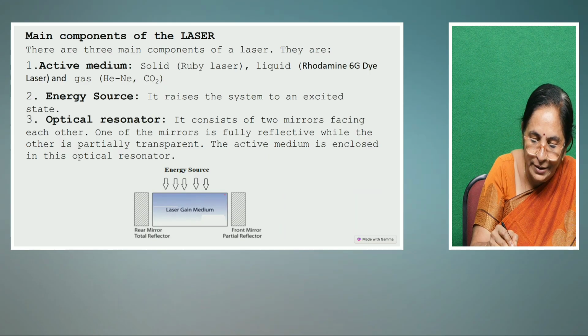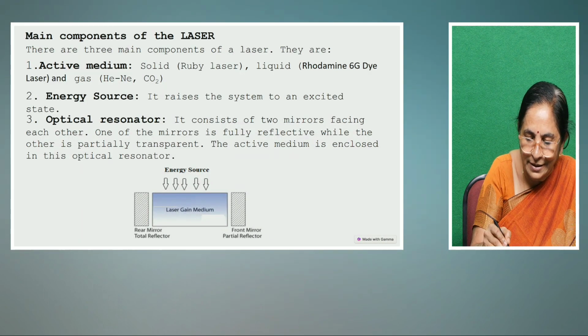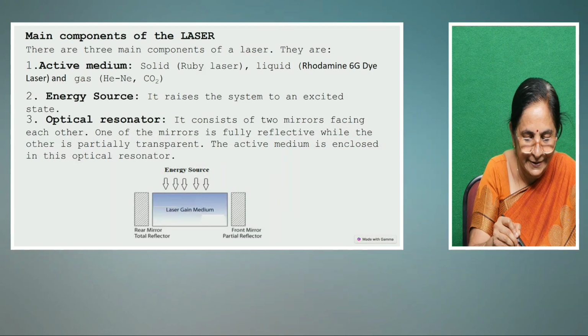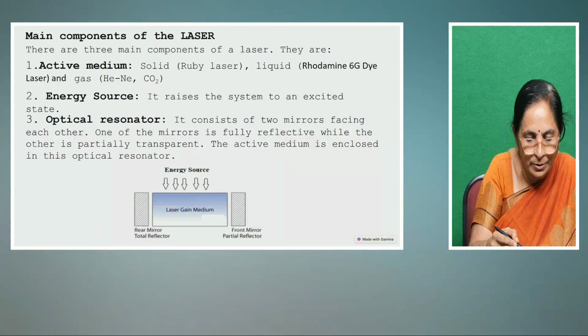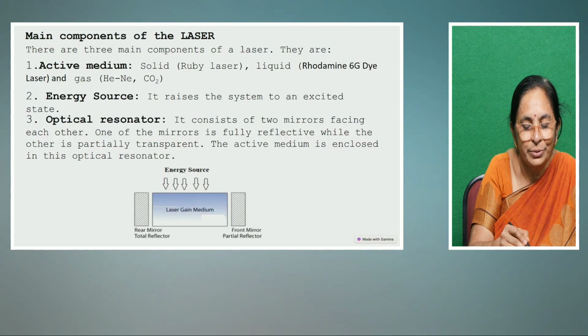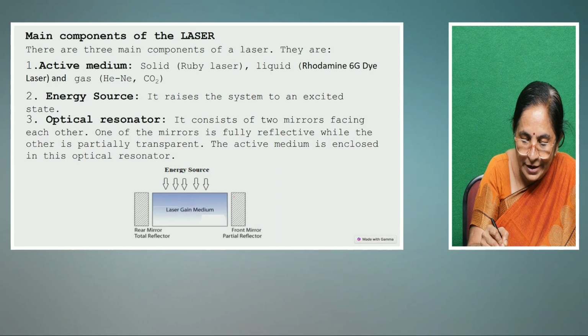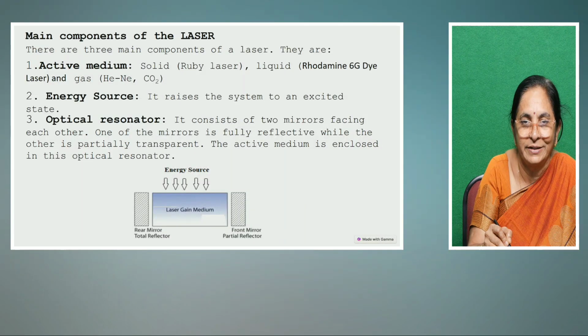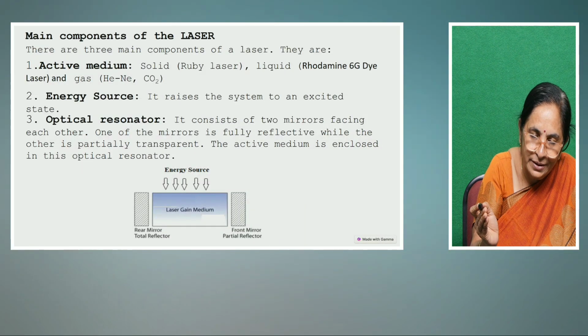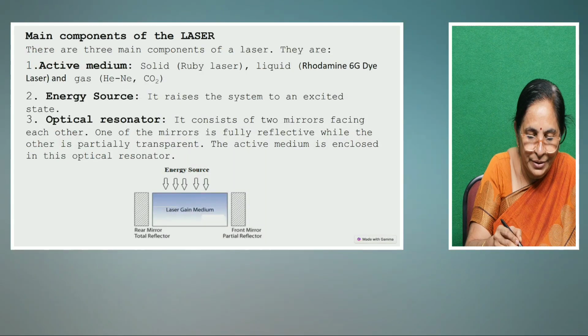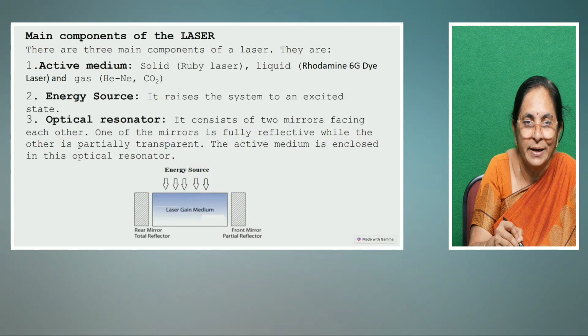The sides of the rectangular sealed box will be sealed with two kinds of mirrors. One is on the left side and the other on the right side, or I can say one is at the rear side and the other at the front side. The rear mirror will be totally reflecting: any light that falls on it is totally reflected, whereas the front mirror is a partial reflector. It allows some rays to pass, and most of the light it reflects back. The name for this arrangement is the optical resonator.